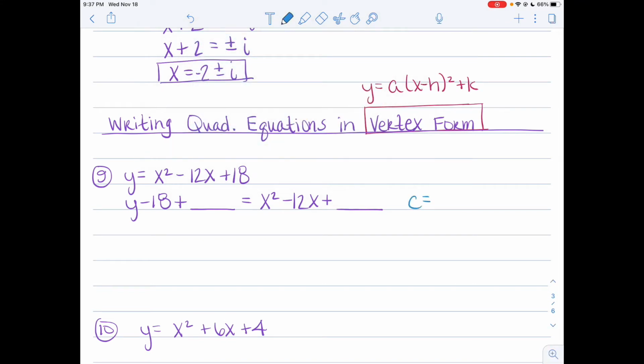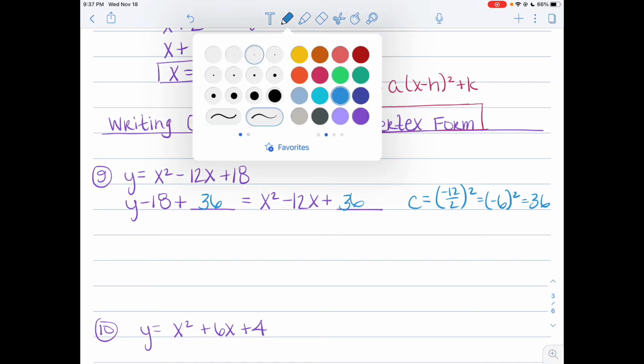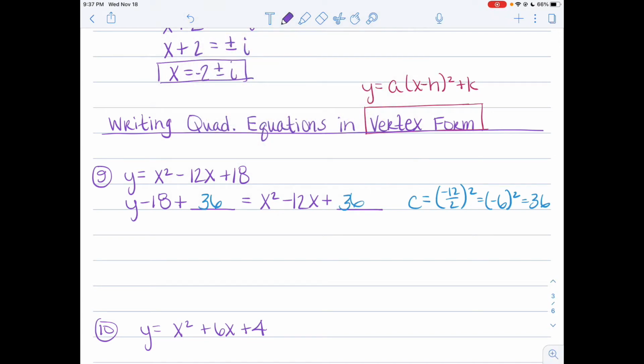c is equal to (negative 12 over 2) squared, which is negative 6 squared, or a positive 36. So that's the number I'm going to plug in here, 36, and I'm going to continue simplifying. On the left-hand side, I can combine the negative 18 and the 36, and I'm left with y plus 18. And on this side, I know that I have my perfect square trinomial now that I've set up by completing the square, so I can rewrite this as (x minus 6) squared.